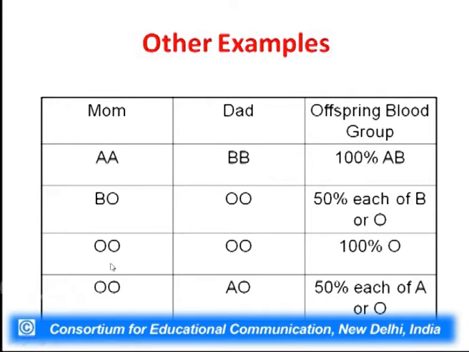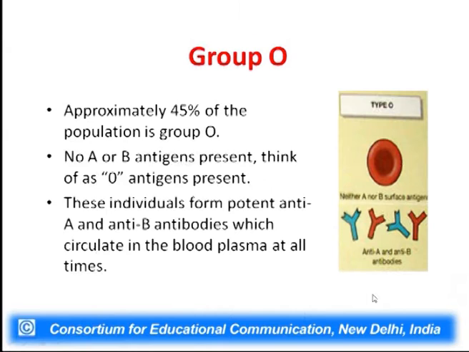But other examples could be, if mom is AA and dad is BB, that means they are homozygous, 100% of the offspring will be AB. But if it is BO and OO, 50% will be B or 50% will be O. But if it is O, again 100% is going to have no antigen A or B. And if it is AO and OO, it is going to be 50% A or O.